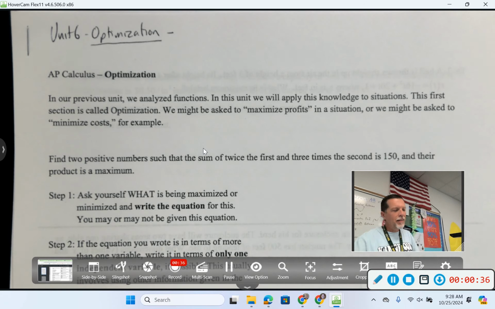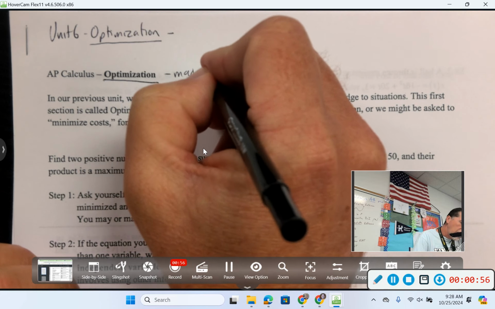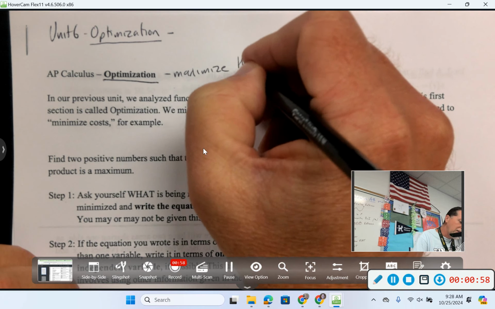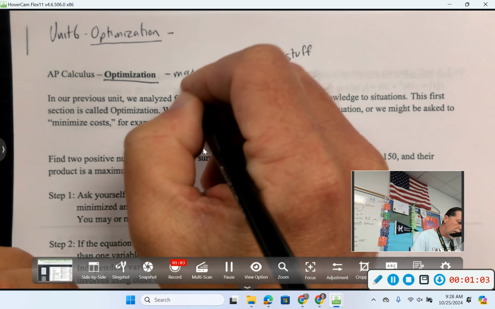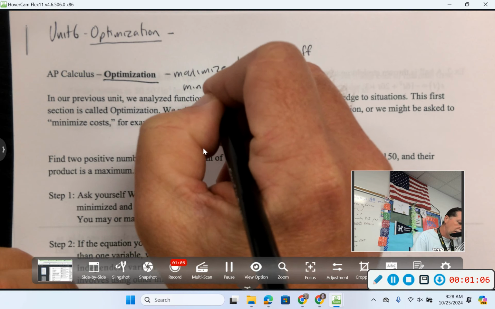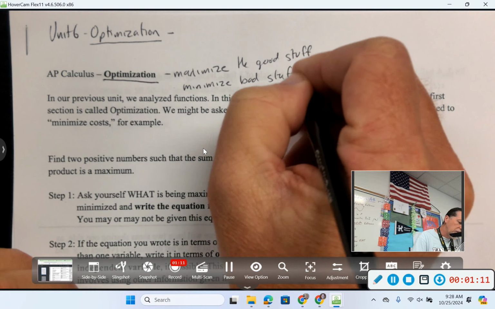And some of these are contrived and simple, but I don't think it's too hard to see how you could extend it further and legitimately use some of this stuff in a business sense. You want to maximize profit, you want to minimize waste, you want to maximize some things and minimize some other things. That's what optimization is. In fact, maximize the good stuff, minimize the bad stuff. Very technical terms.